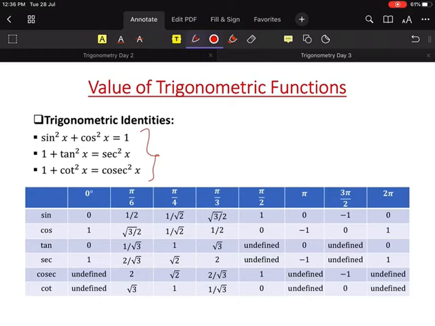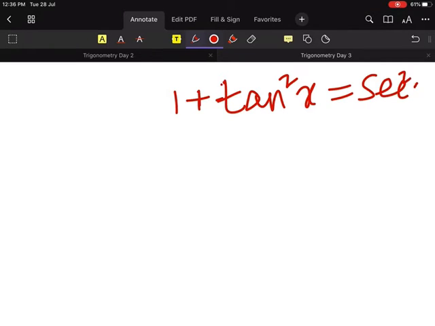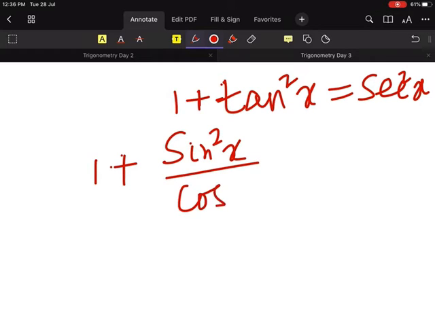Let us prove the second one. So if I have to prove the second one, what happens? I am proving 1 plus tan square x is equal to sec square x. So how will I prove this one? First thing, let's do the left hand side. What is tan x? Tan x is sin x by cos x. And here it's tan square x. So what can I write? 1 plus sin square x divided by cos square x.